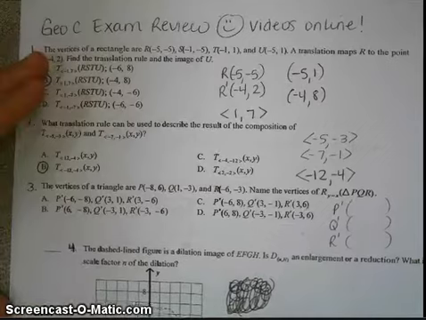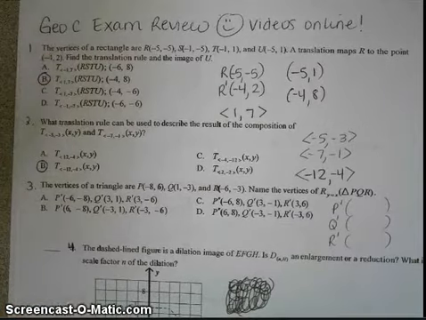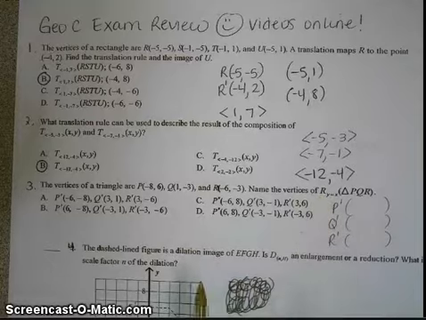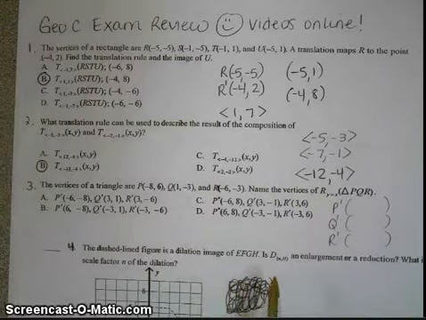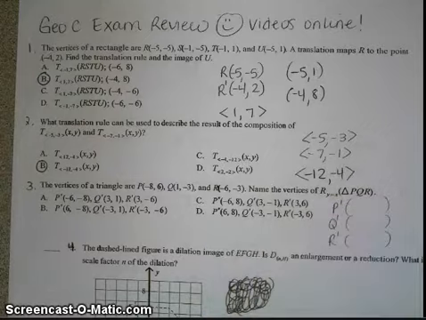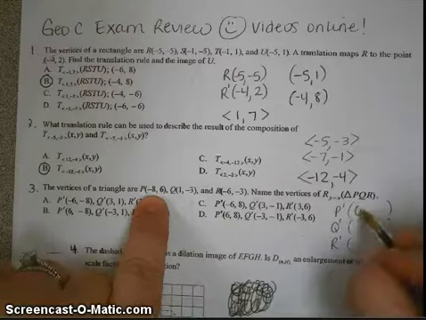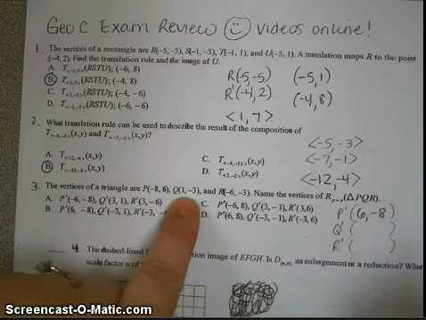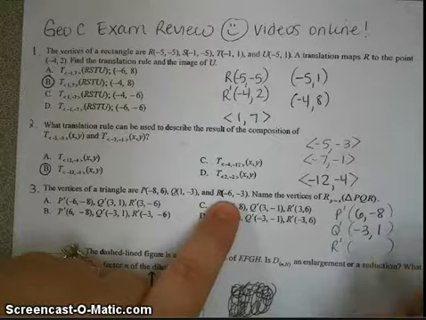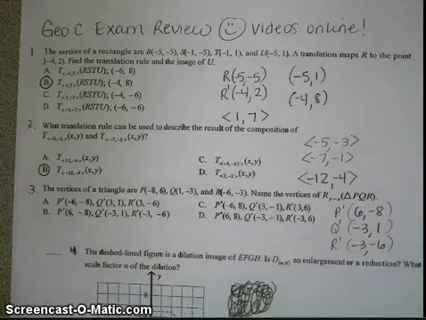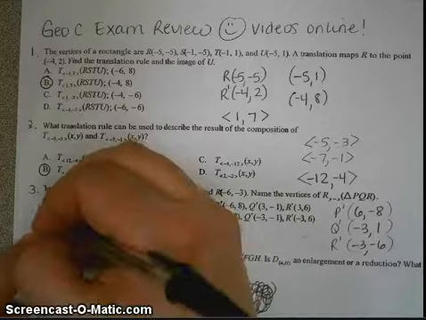Number 3, the vertices of a triangle PQR are as follows. We want to reflect, R for reflect, on the line y equals x. So what is the coordinate rule for reflecting on the line y equals x? I change the order of the coordinates. So -8, 6 becomes 6, -8. 1, -3 becomes -3, 1. -6, -3 becomes -3, -6. Which would give us an answer of B again.